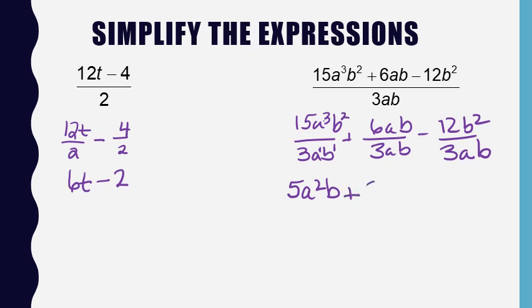Here, 6 divided by 3 is 2, and the ab's both cancel out. And then lastly, 12 divided by 3 is 4. And then b squared divided by b is b. And then we don't have anything to combine or divide with the a, so it's 4b divided by a. So that's our final answer. Now this, by the way, is not ending up to be a polynomial because I've got a variable in the denominator.